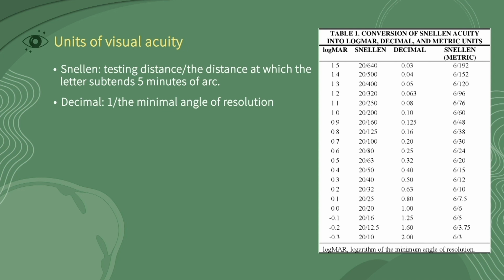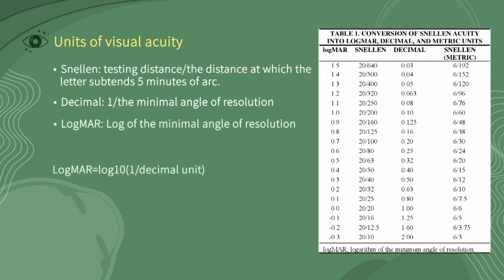The normal visual acuity is 20/20 or 6/6 or 1.0. A higher value represents better vision. LogMAR is the logarithm of the minimal angle of resolution. Normal LogMAR is 0. In LogMAR, lower scores correspond to better vision.